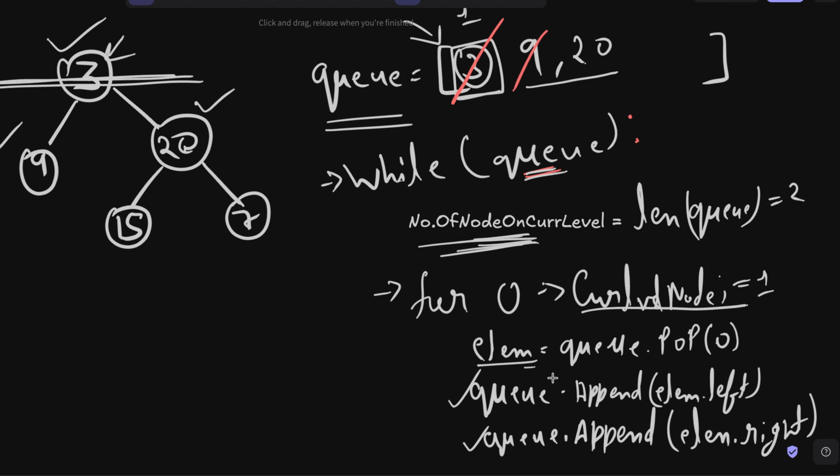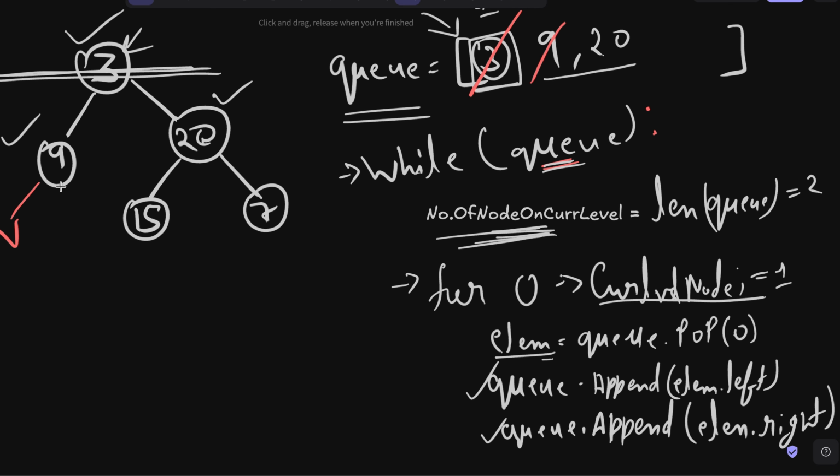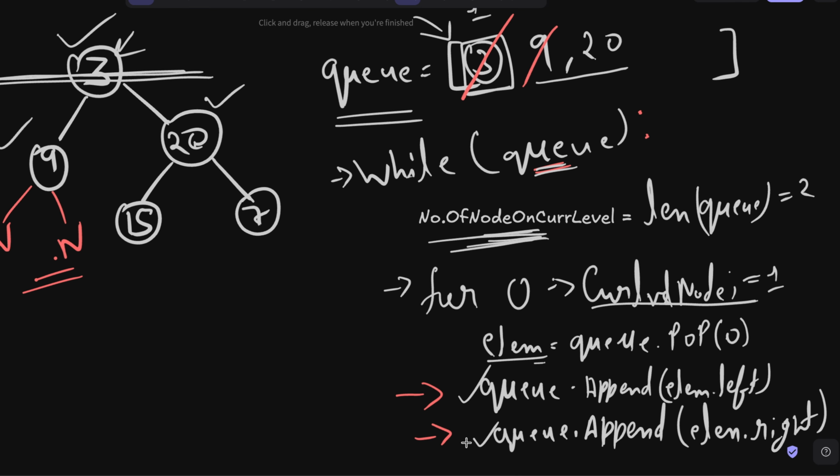Then the children of 9 will be placed inside of it. So right now there is none. No children here. So we can put a check that will only append the elements in the queue if they are not none. Now since they are both none, we are not going to append anything and we will continue. The for loop will go to the next iteration, that is on this element.